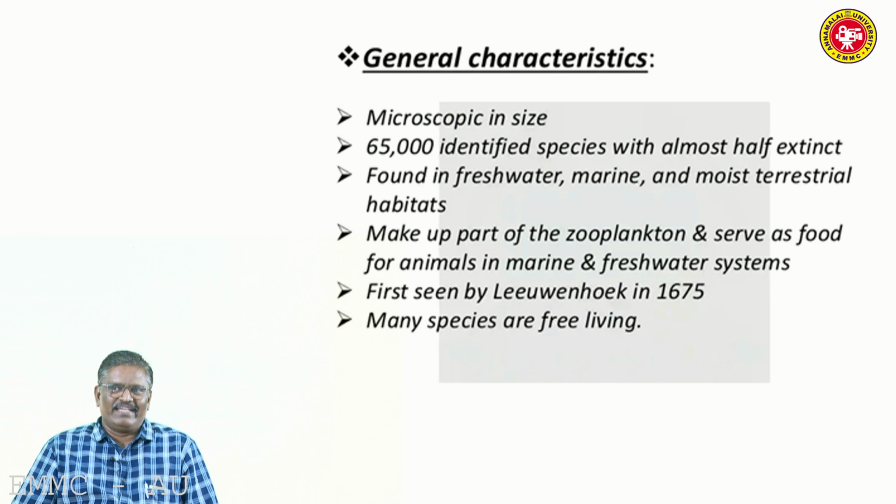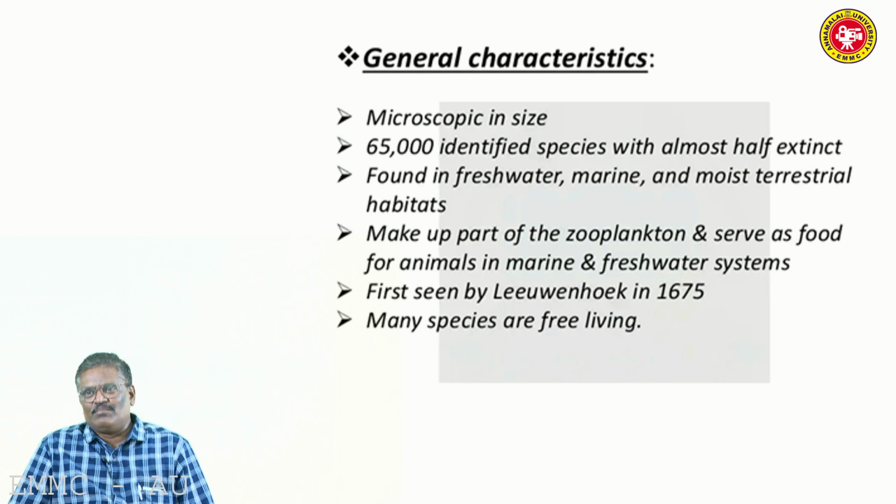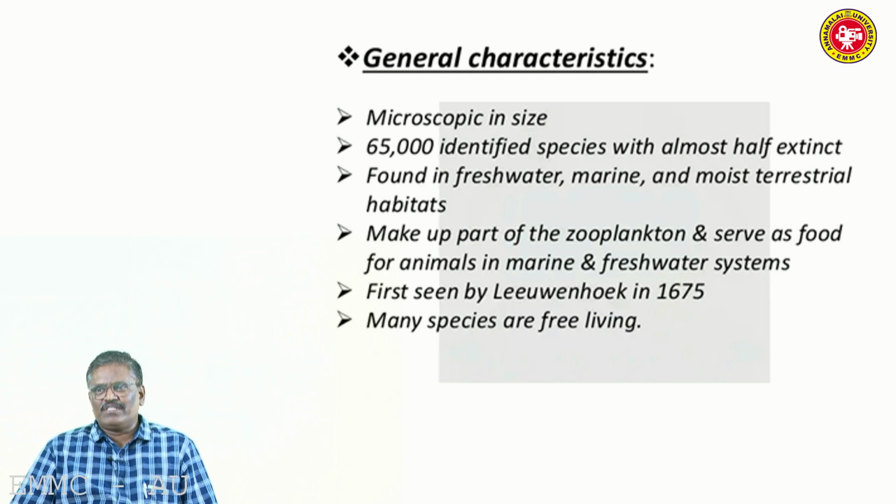It is microscopic in size. It is very small, a very minute microscopic organism. More than 65,000 protozoan species are identified. It is found in freshwater, marine and moist terrestrial habitats. They make up part of zooplankton and serve as food for animals in marine and freshwater systems.